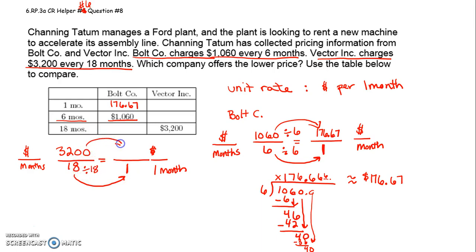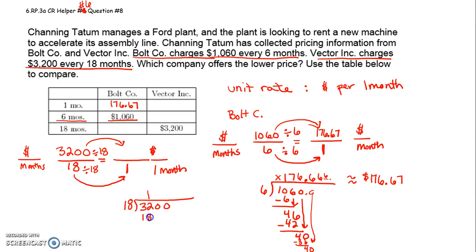I'm going to divide the denominator by 18. What do I do to the numerator? Divide that by 18 too. Last year, many of you probably called this your upside down caret. So you can set up your ratios and use your upside down caret if that's what you're most comfortable with from 6th grade. 18 goes into 3,200. So 18 goes into 32 once.